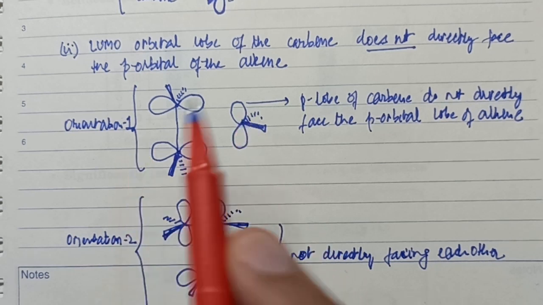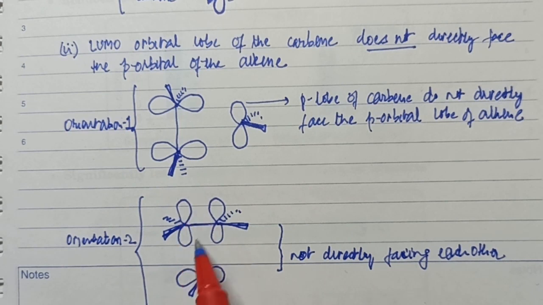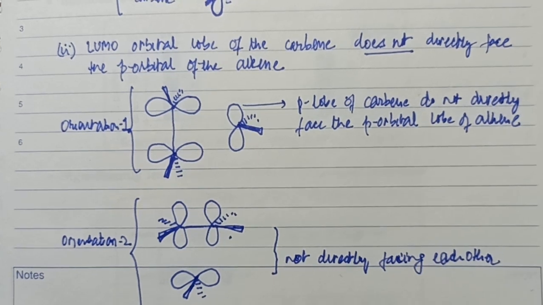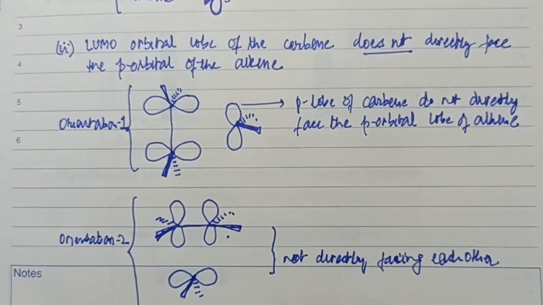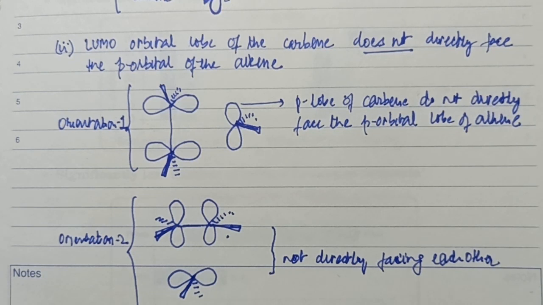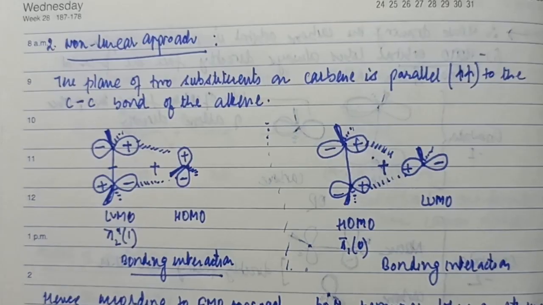This is one orientation. If an alkene is drawn in this fashion, as we conventionally draw it, then the LUMO of the carbene has to be drawn in such a way that the p lobe is not directly facing the p lobes of the alkene. This is the orientation of the HOMO and LUMO of the carbene in the case of a linear approach. One has to remember how we draw the HOMO and LUMOs of carbenes or any other reactant in a cheletropic reaction.